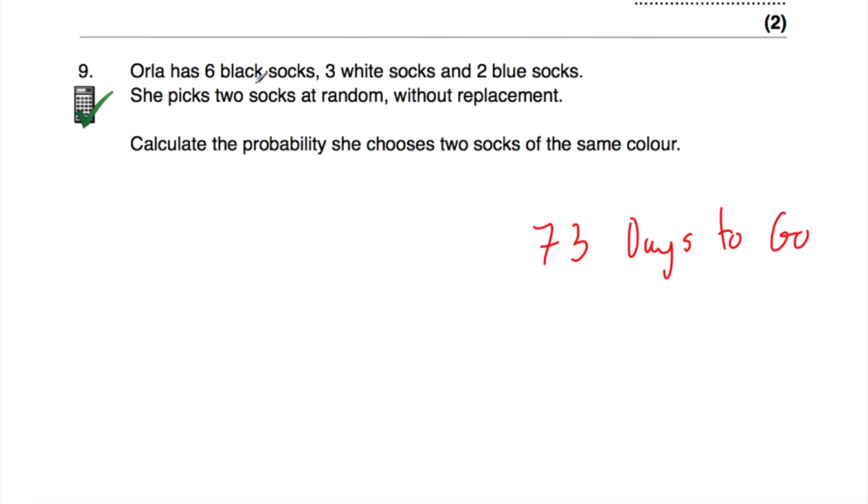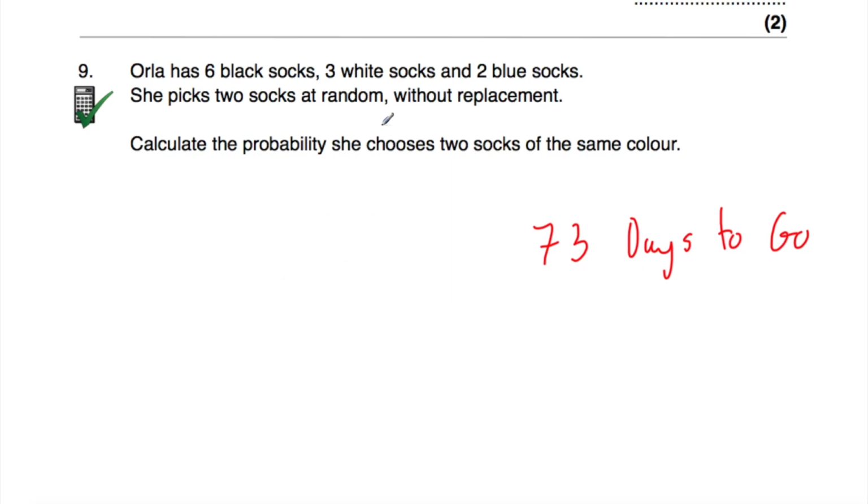In terms of a hint, what I would do is work out the probability of a black sock and a black sock, a white sock and a white sock, and a blue sock and a blue sock. To get those 3 probabilities, whenever it's a black sock and a black sock, you find the probability of the first one being black, then the probability of the second one being black, and then you multiply them together and that'll give you the probability of a black sock and a black sock.